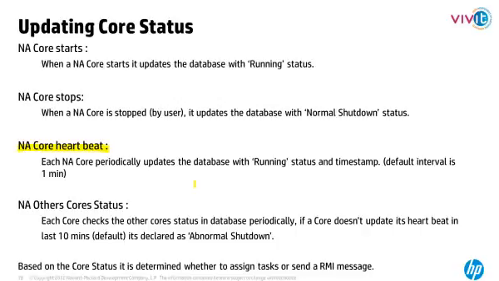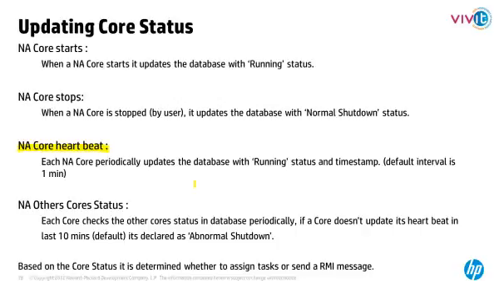Besides these 2 steps, with 911, we have something called core heartbeat. That means each core periodically updates the database with the running status and timestamp. The default interval is 1 minute, and that's the optimal one. But if for any reason you want to increase or decrease it, you can always do that by referring to the new HS guide. But I sincerely recommend 1 minute because that seems to be the optimal one. This is a very lightweight heartbeat. Every core updates the database saying that I'm alive at this time, and it keeps doing that every minute.